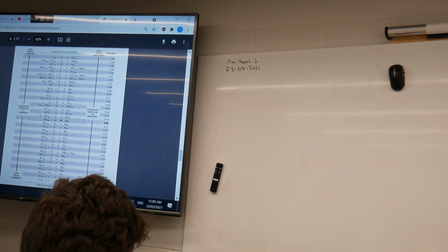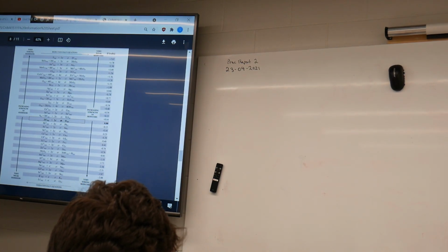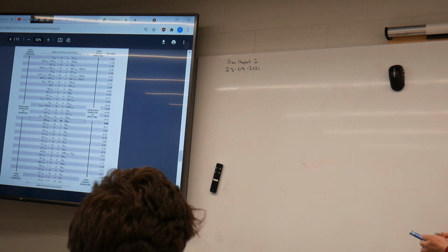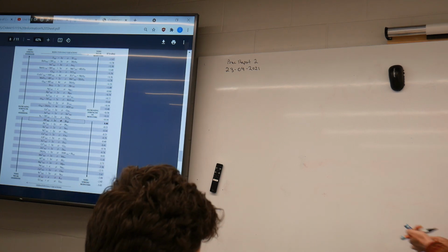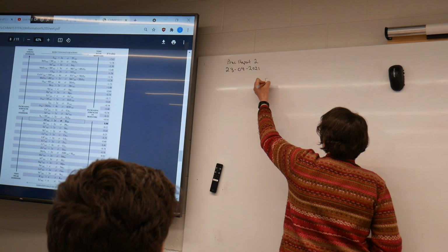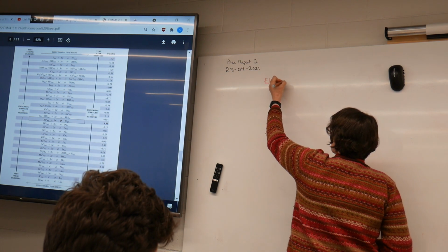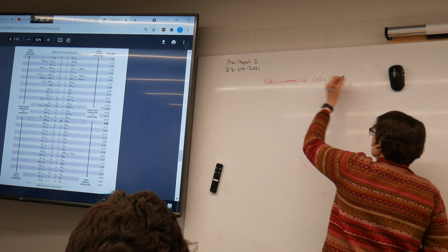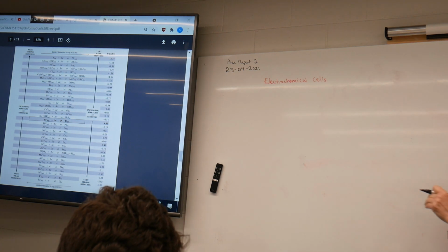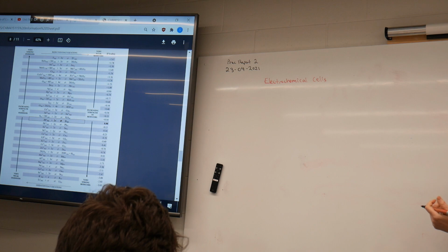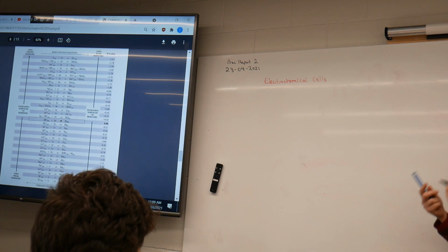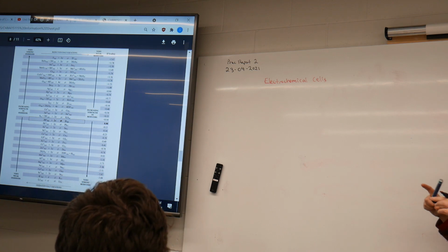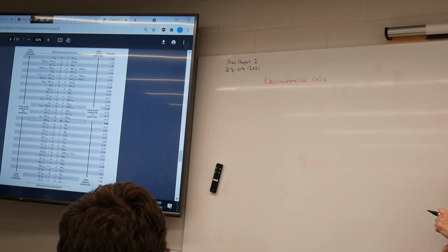Let's have another look at electrochemical cells. Continue our look at electrochemical cells. Last lesson we looked at a scenario where we were using metal electrodes in solutions that contain their ions.